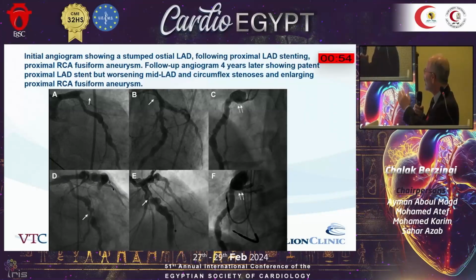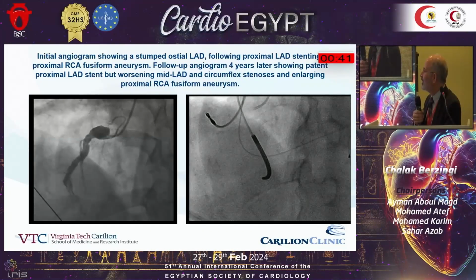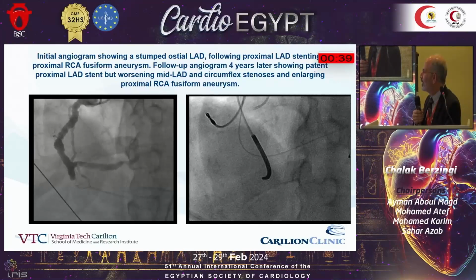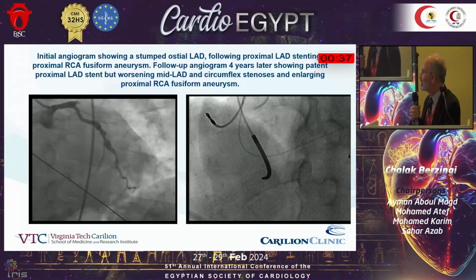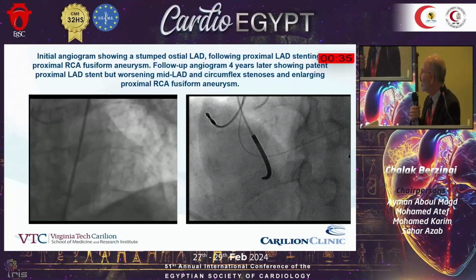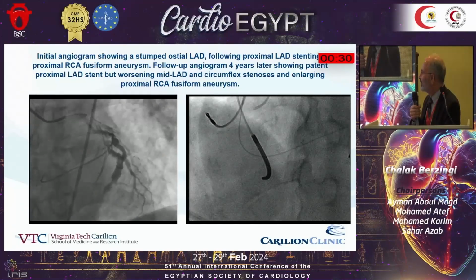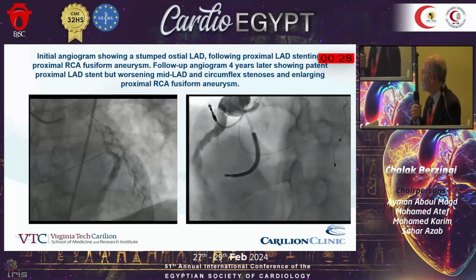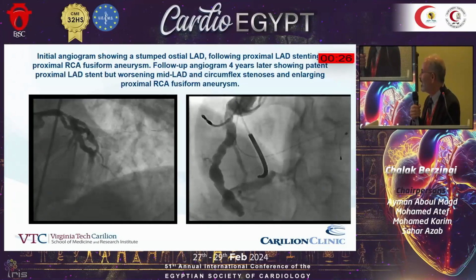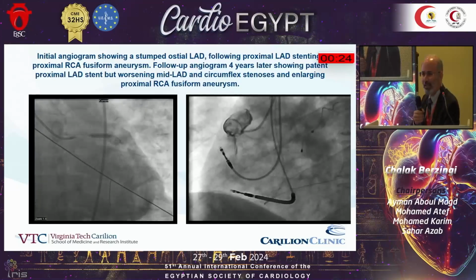So this particular case also had an aneurysm in the right coronary artery. 4 years later, the stent in the LAD was patent, but a lot more disease developed. The circumflex became tight when it wasn't tight, and the RCA was a lot worse. This is the initial angiogram on the left-hand side, and the LAD was occluded, and of course work was done on that. It was wired, stent placed, thrombectomy. And on the right-hand side, you can see that the aneurysm grew much bigger in size 4 years later.